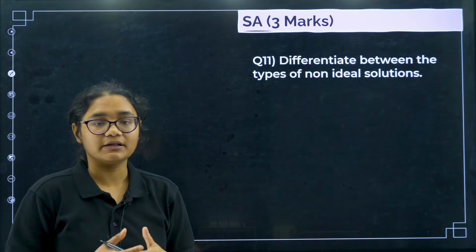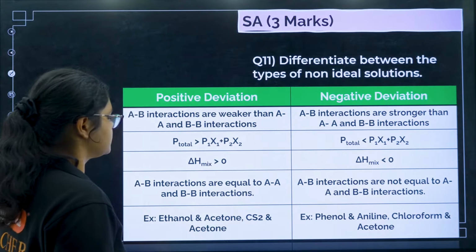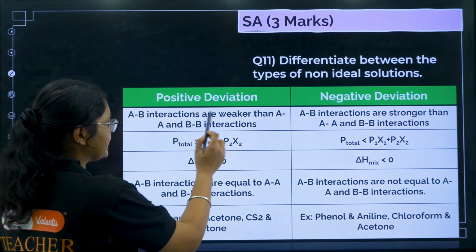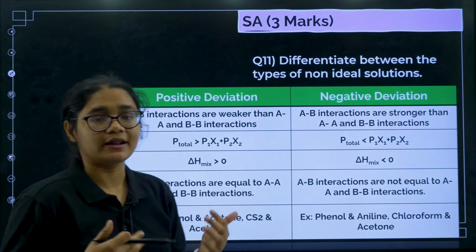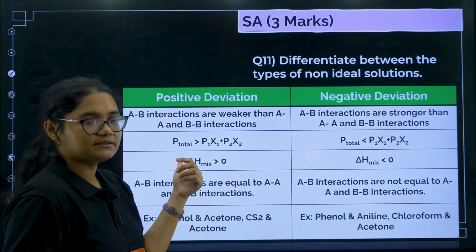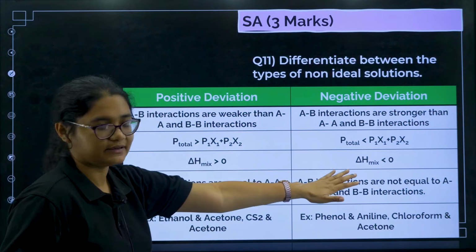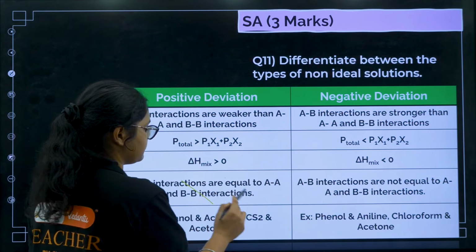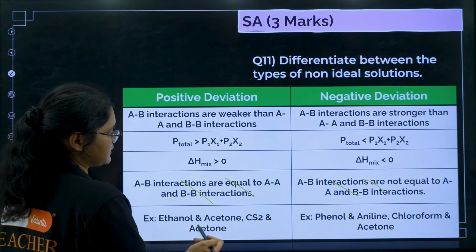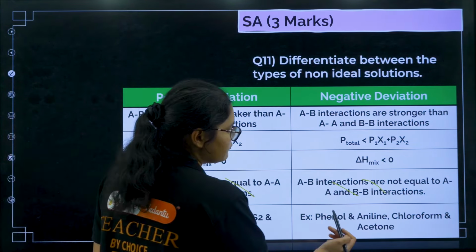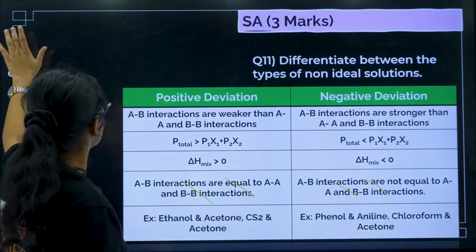Next, differentiate between the types of non-ideal solution, that is your positive deviation and negative deviation. So we have here positive deviation, AB interactions are weaker. Negative deviation, AB interactions are stronger. P total is more, here P total is less. Delta H mix is positive, delta H mix is negative. Now this point is repeated, we can leave here. Example of positive deviation: ethanol plus acetone, CS2 plus acetone, phenol plus aniline, and chloroform plus acetone. Okay, these are the examples.